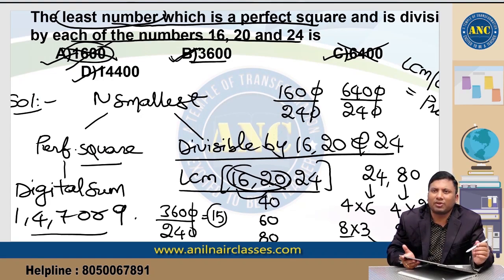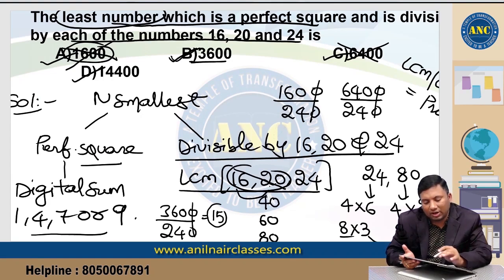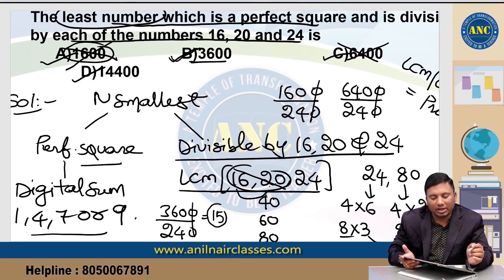24 6s are 144, 160. 1600 is not divisible by 24. So first option is out. Third option 6400. 16, it is divisible. 20, it is divisible. 24, you can check it out. Similarly you can check by using answer options. I hope the idea is clear.